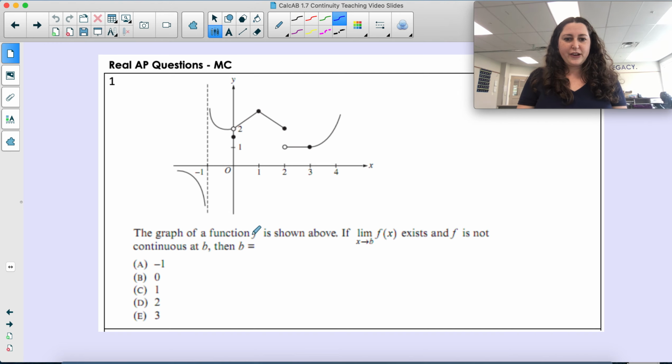All right, the graph of a function f is shown above. If the limit as x approaches b exists and f is not continuous at b, then b equals. So we need the limit to exist, but the function to not be continuous. Let's start with the choices.